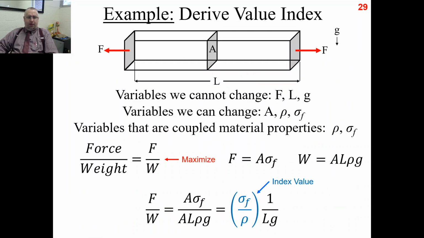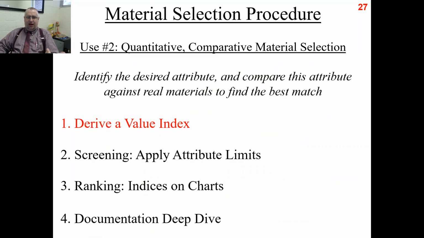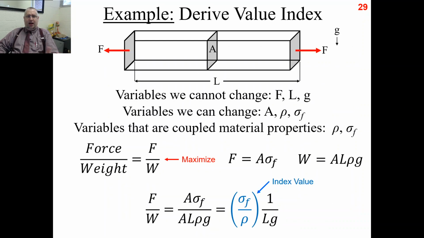Okay, so remember our first step is to derive a value index. Here's how we derive a value index. So the first thing that we do is, in the problem, identify the variables that we can change and the variables that we cannot change.